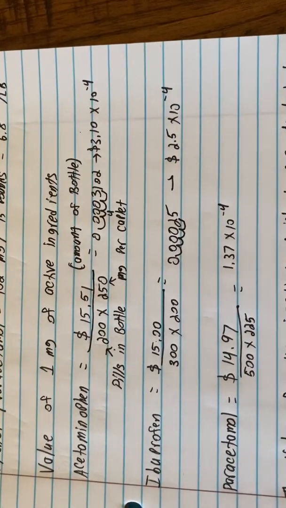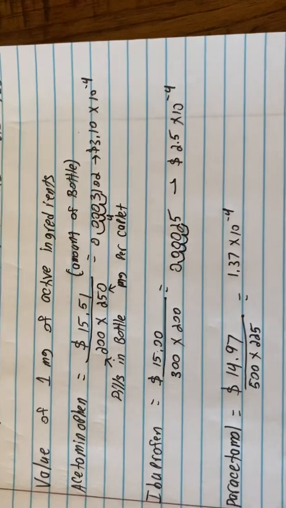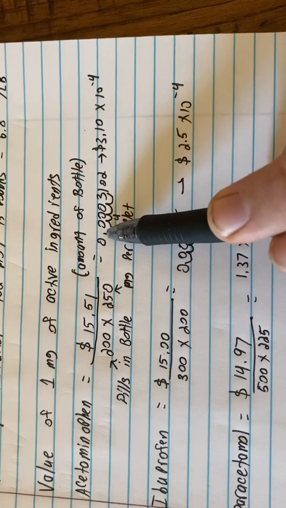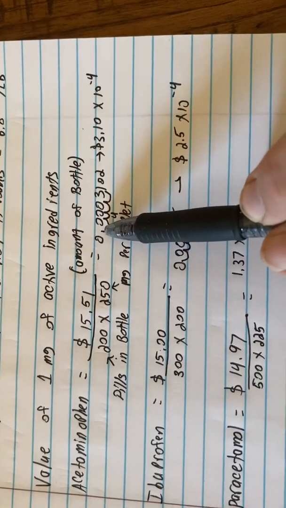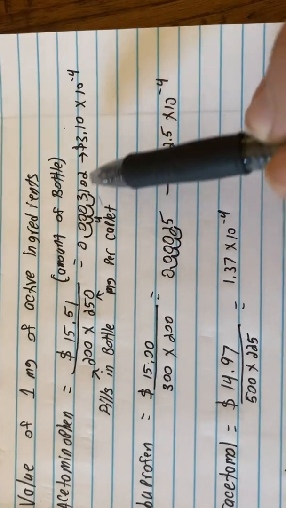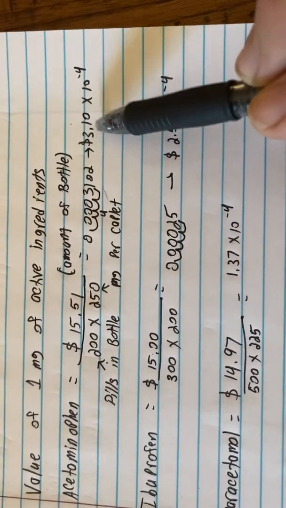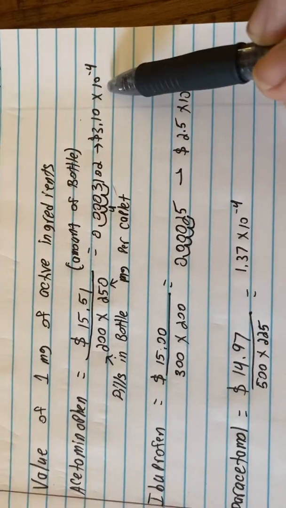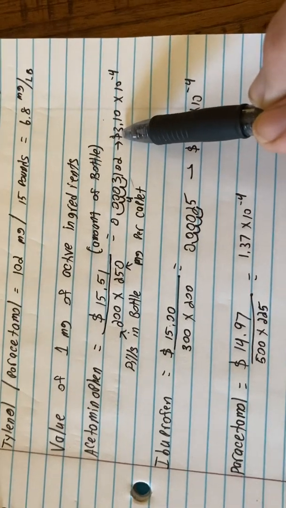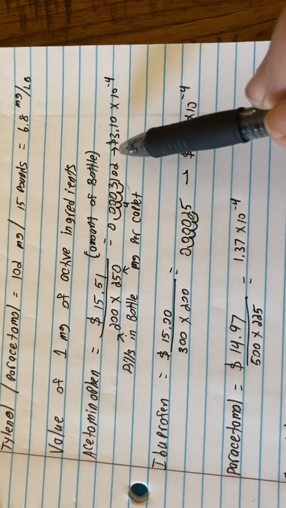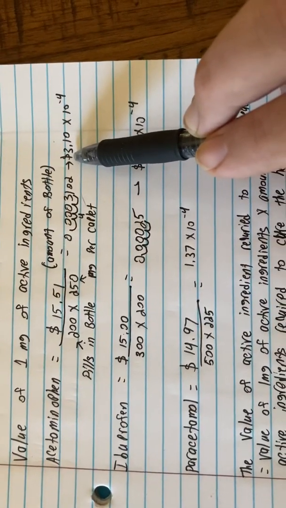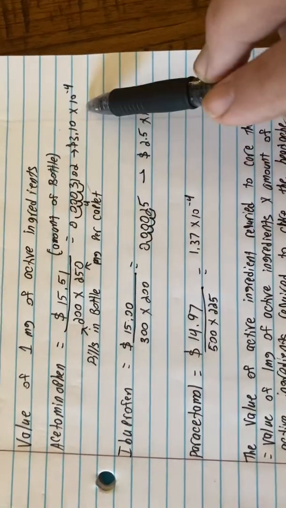And you're going to want to write this in scientific notation. So you're going to bring the decimal to the right 4 times, which would make 3.10 times 10 to the negative 4. Now this number is the value of 1 milligram of active ingredient.